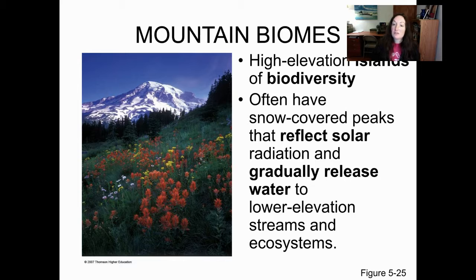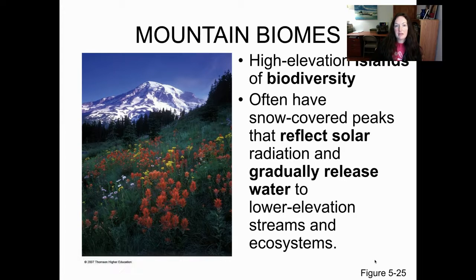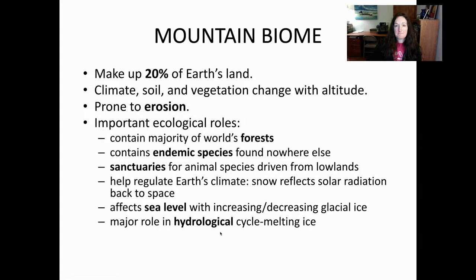The snow-covered peaks reflect sunlight, and then they can slowly release water when it warms up in the springtime, and that just kind of waters the plants and keeps things in good shape throughout the year. Nowadays, in the case of climate change, you're not getting as much snow on these peaks, and so the vegetation further downstream is impacted by that.